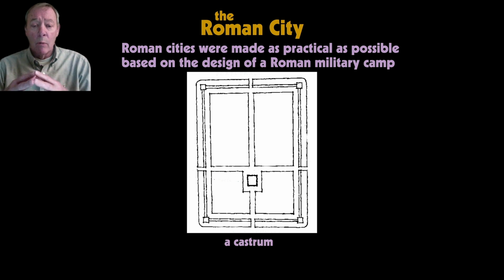So whenever the Roman legions went on campaign, they would march for a portion of the day, and at the end of the day they would stop and build a military camp. And they were all based on the same very practical and utilitarian design. So we see here the design of a so-called castrum.